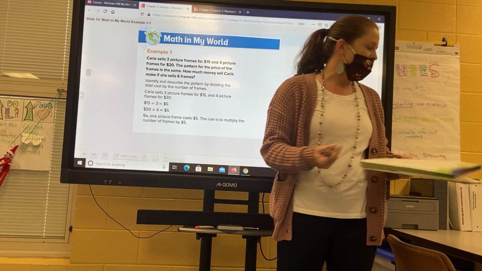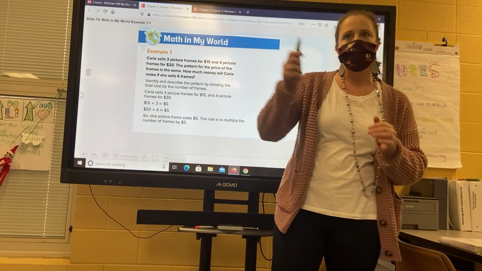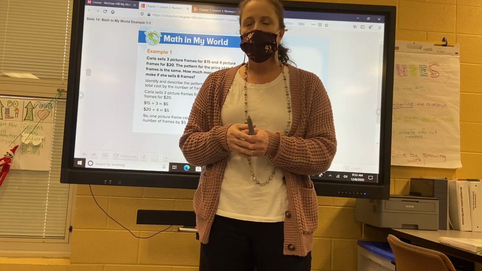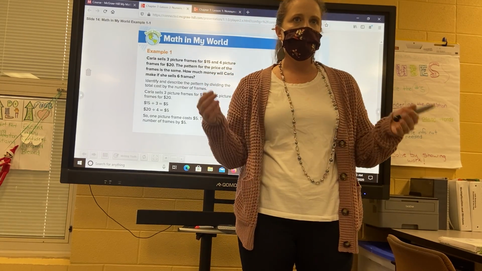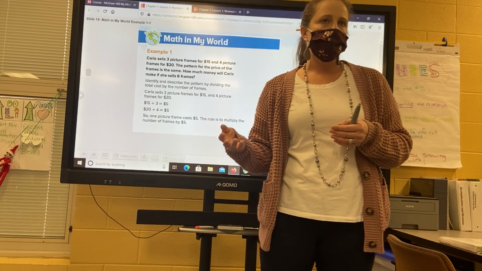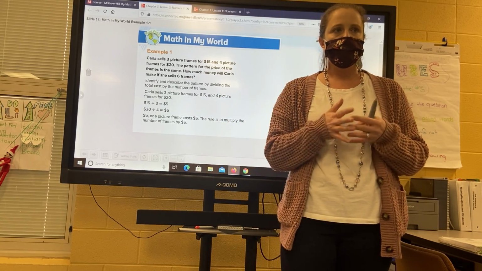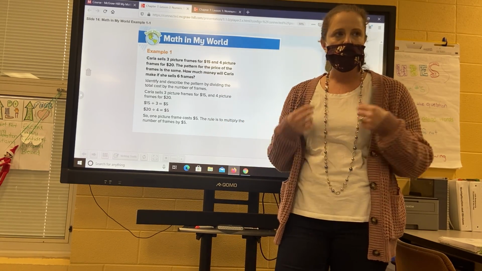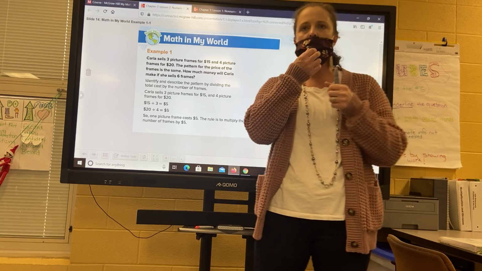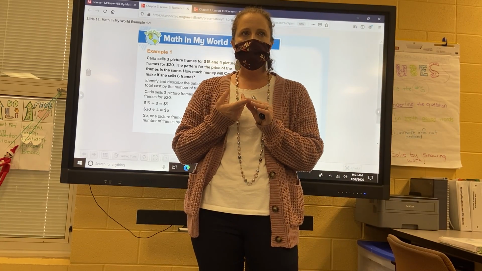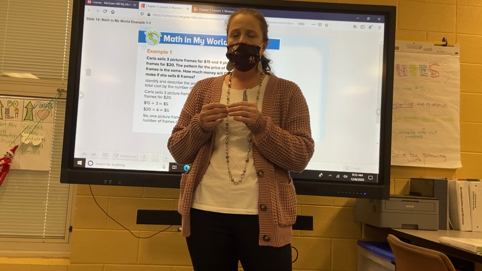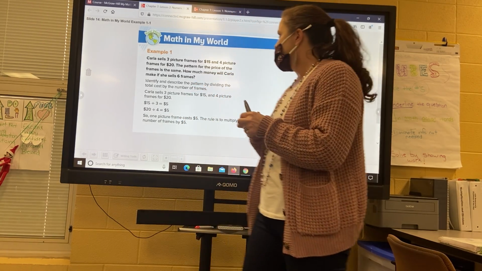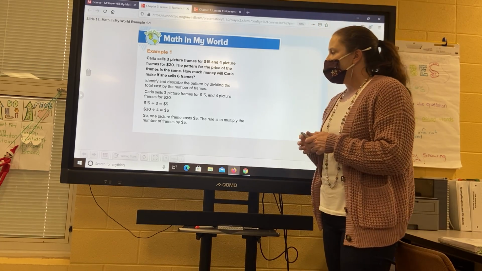So a rule is basically how you're getting from one number to the next. Whether you're adding 2 to get to the next number, or subtracting 10, or multiplying by 2, those are rules that get you from one number to the next. So that's what we're going to look at. Our two vocabulary words are numeric patterns, which are patterns using numbers, and rule. So let's look at example 1.